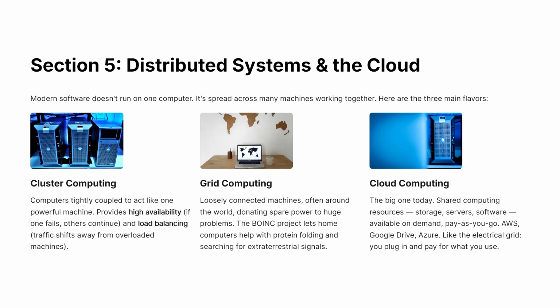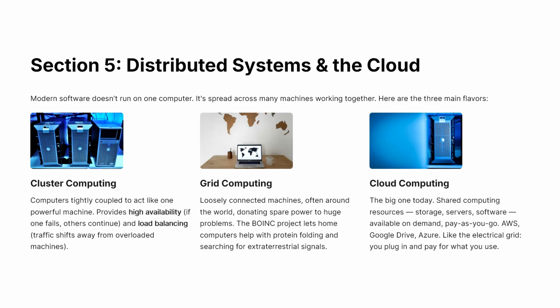Modern software isn't just running on one computer. It's distributed, spread across many machines working together. A few flavors you should know. Cluster computing. A group of computers that work tightly together to act like one big, powerful machine. They provide high availability. If one machine dies, others keep running. And load balancing. If one machine is swamped, others take over. Grid computing. More loosely connected. Think of the BOINC project, where millions of home computers donate spare processing power to solve massive scientific problems like protein folding or finding alien signals.